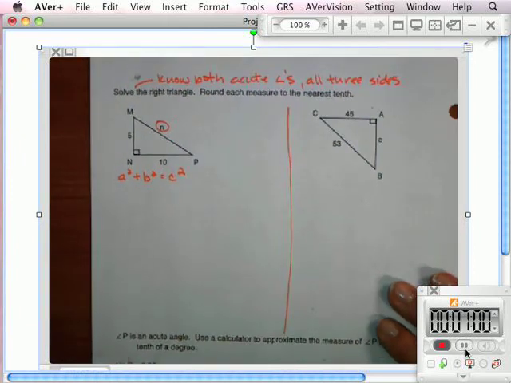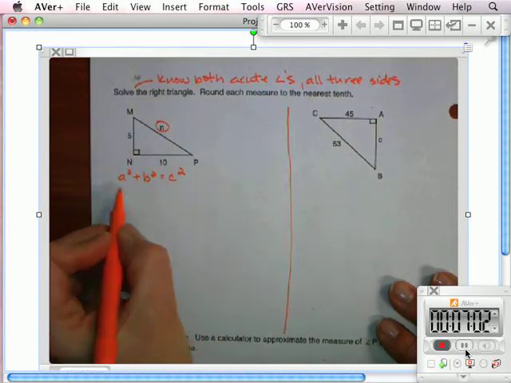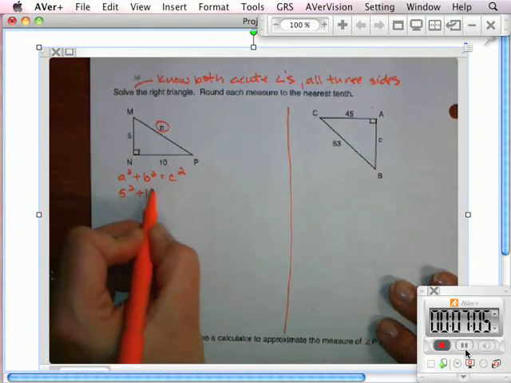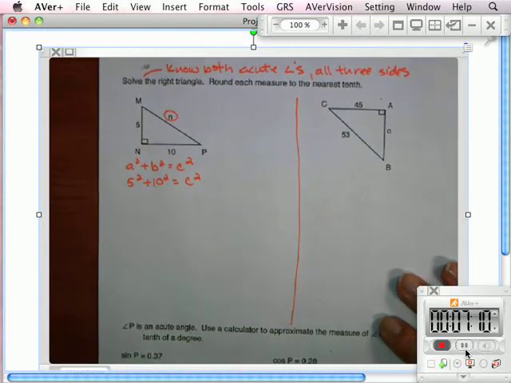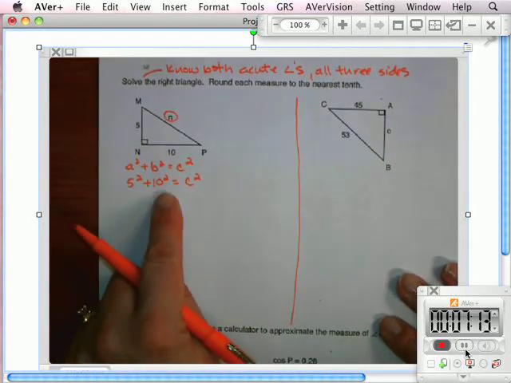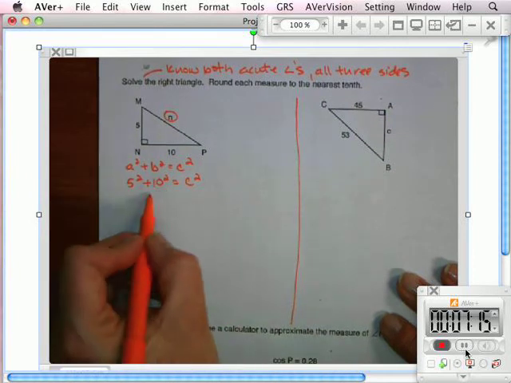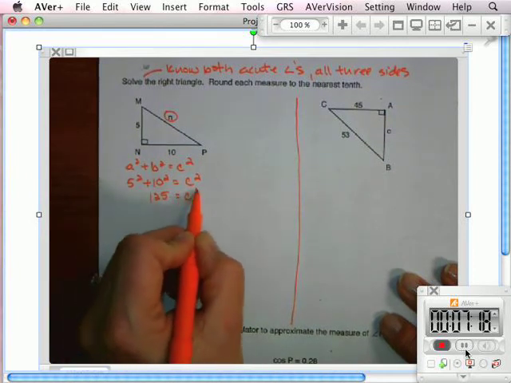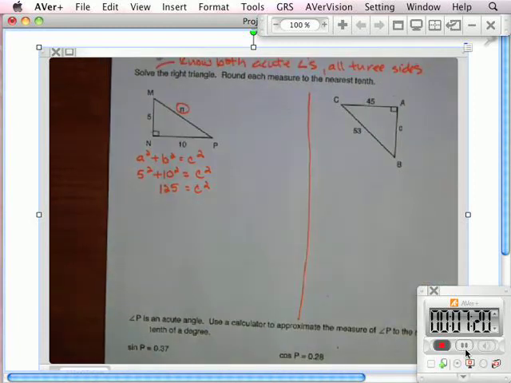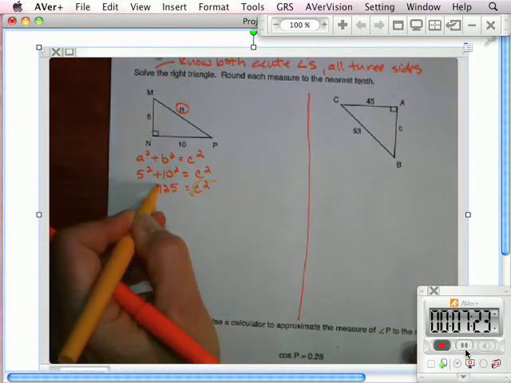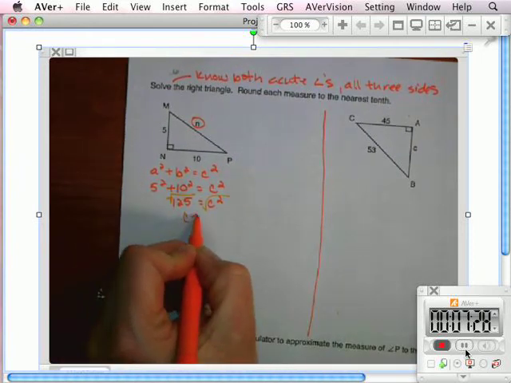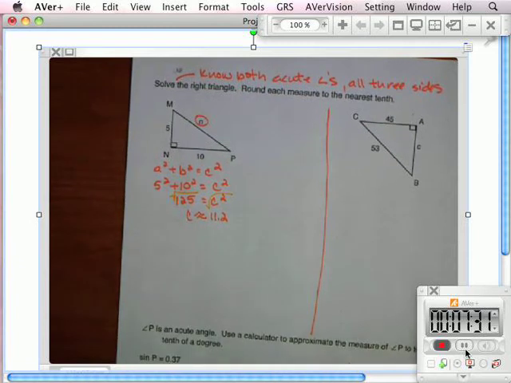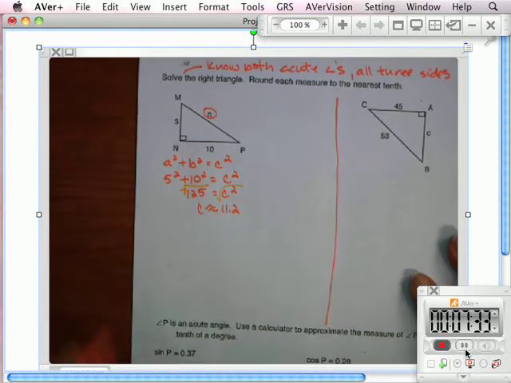Okay, this is a leg and that's a leg, so that's going to be my A and B in the formula. 5 squared is 25, 10 squared is 100, so they add together to 125. Then I take the square root of both sides, and I get C is about 11.2. So that's my third side. I'm just going to write it up here, 11.2. That's my third side.